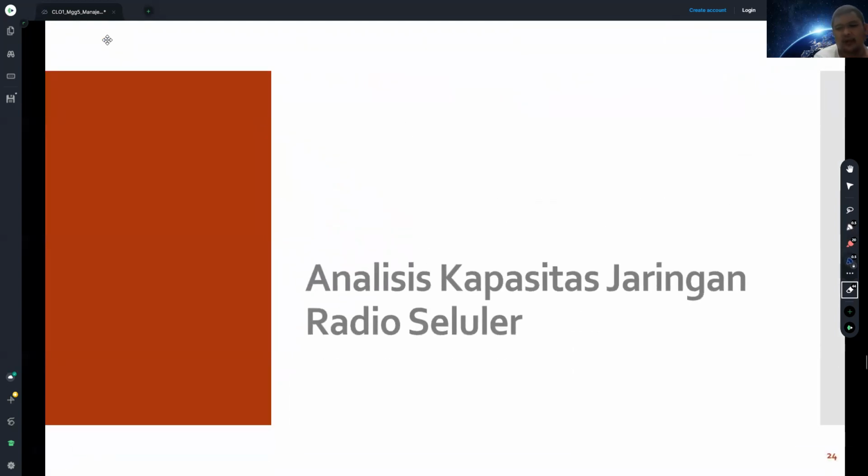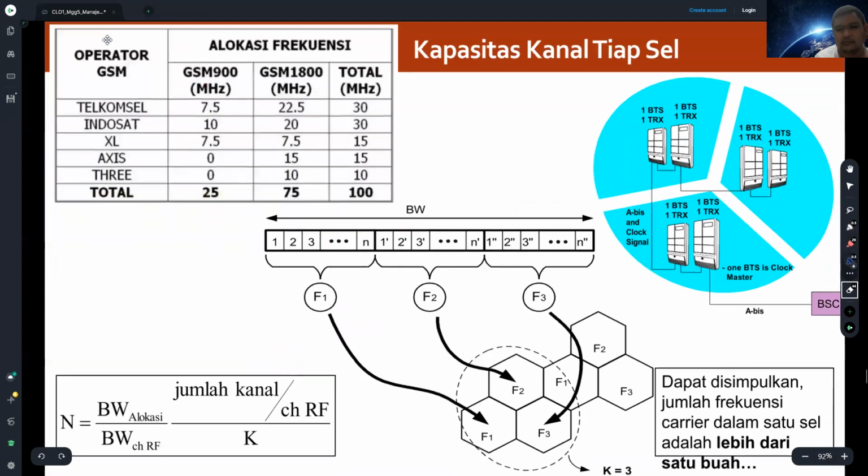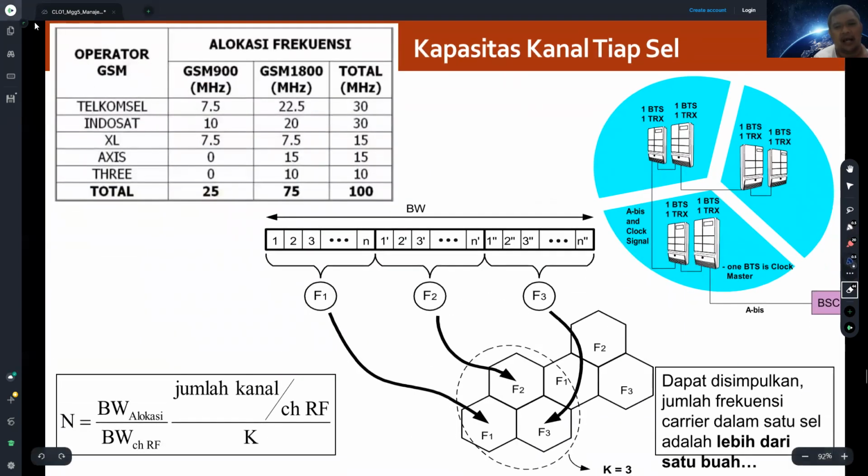And the last one is that we are going to learn about the capacity of the cellular network. The capacity will be equal to the bandwidth allocated divided by the bandwidth of the RF channel. Usually the allocated bandwidth is defined by the regulation.